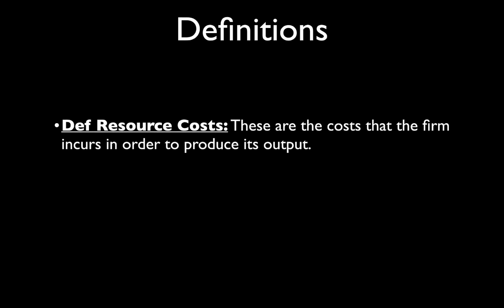Now, a couple of definitions, or pretty much this one. Resource costs. These are the costs that the firm incurs in order to produce its output. So what the firm receives is the selling price of the good itself. It receives P, all right? It receives the price. Now, the idea here is that these are costs to the firm, the costs that the firm must pay in order to be able to supply us with whatever good they are supplying us, okay?